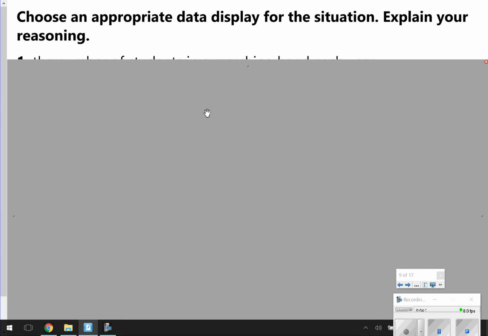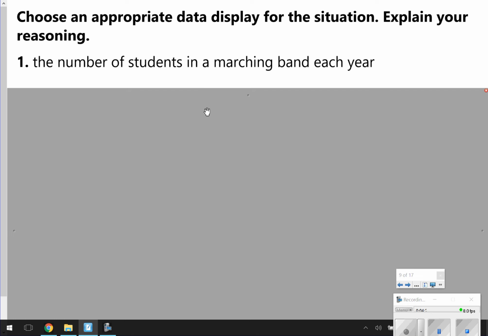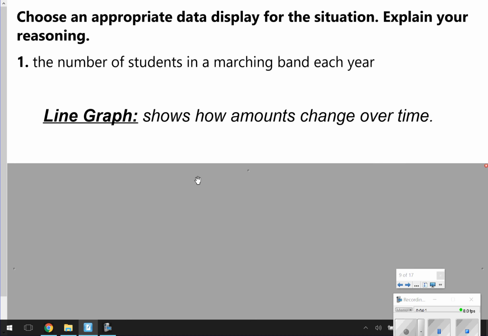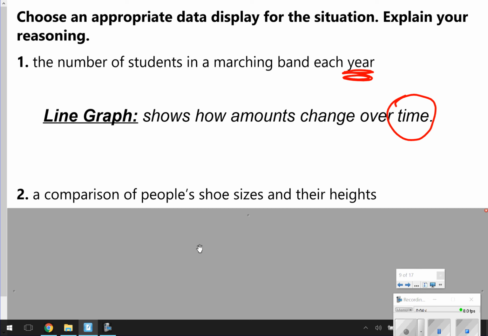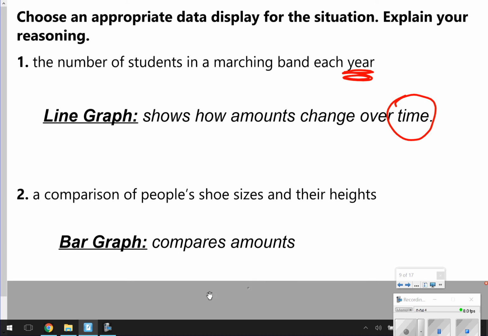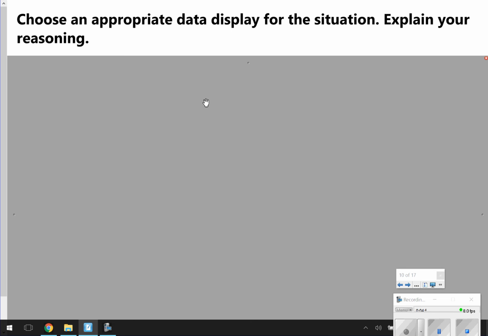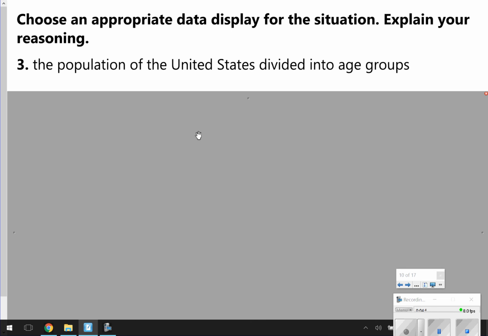Choosing an appropriate display for this section. How about the number of students in a marching band each year? What do you think? This one would be best for a line graph because it's going from year to year, and line graphs talk about time, showing amounts and how they change over time. How about a comparison of people's shoe sizes and their heights? Remember, when you compare numbers, it is best to use a bar graph. How did you do? Again, let's talk about some appropriate displays. The population of the United States divided into age groups.